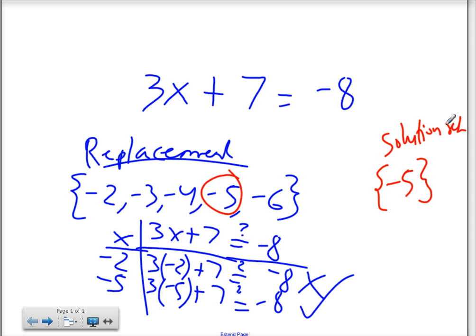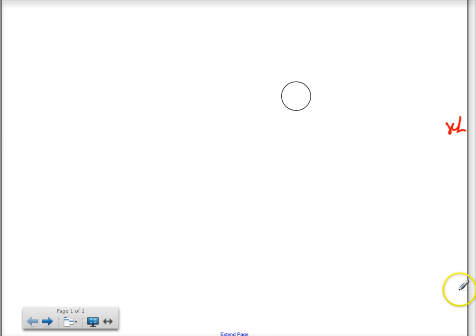Any questions on that one? Am I making myself clear on what an open sentence is? What a replacement set is? What a solution set is? Okay, last example here. It's actually pretty straightforward. Let's take a look at this. So pretend I have the following.